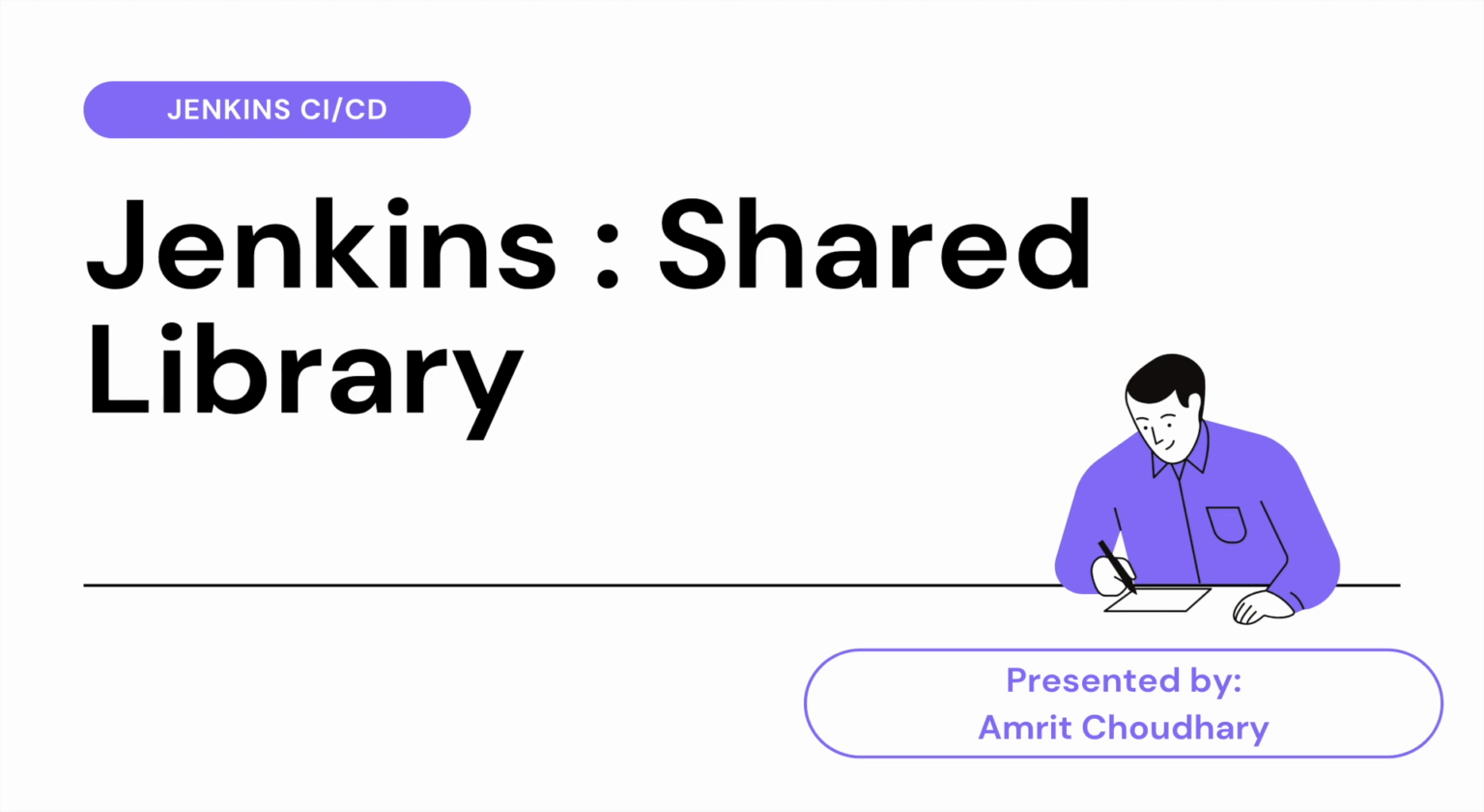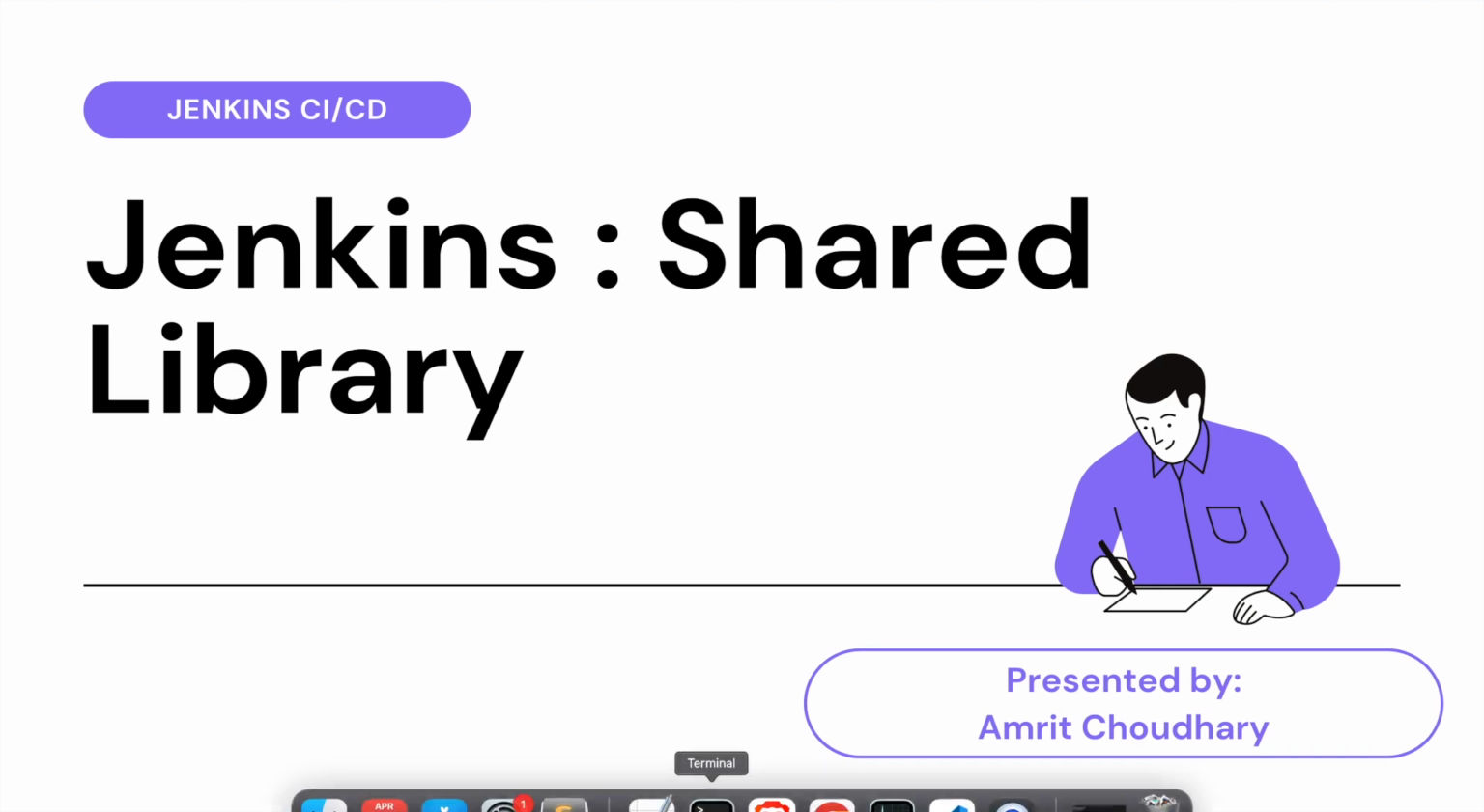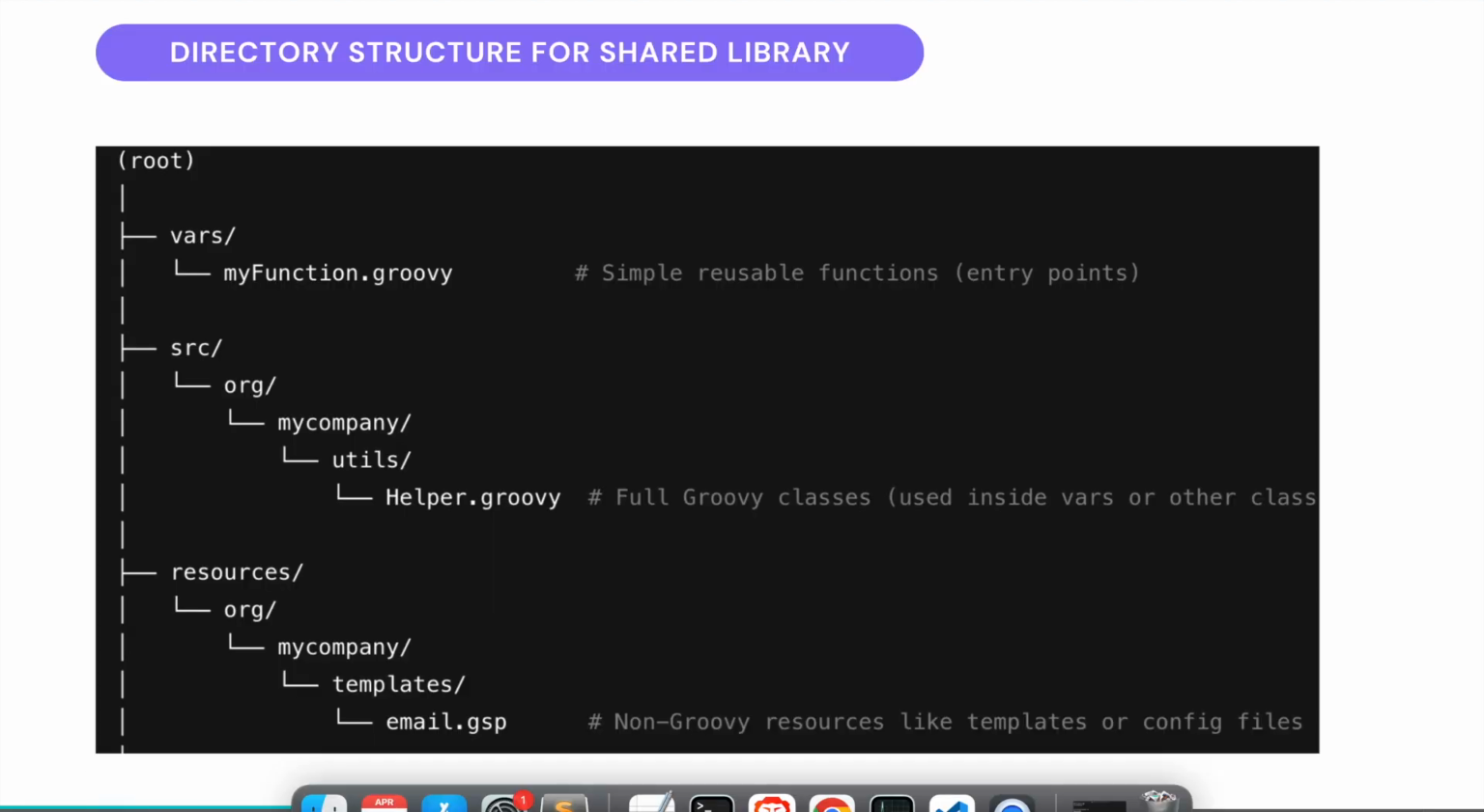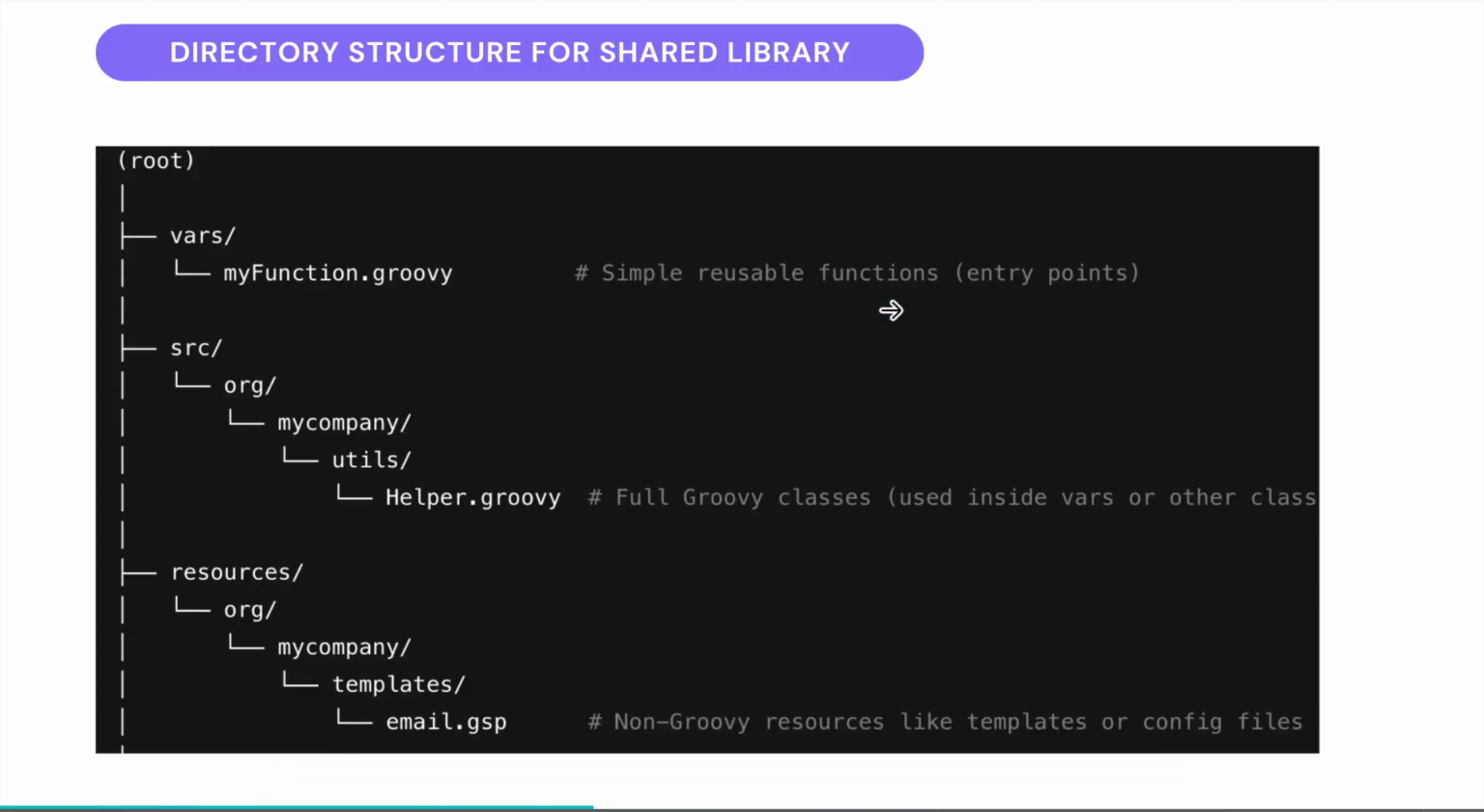So, you can write a common logic here, and it can be reused across all the pipelines. It follows the convention where we create a shared library in a GitHub repo or maybe some version control repo. So in our case, it is GitHub. It follows the following structure.